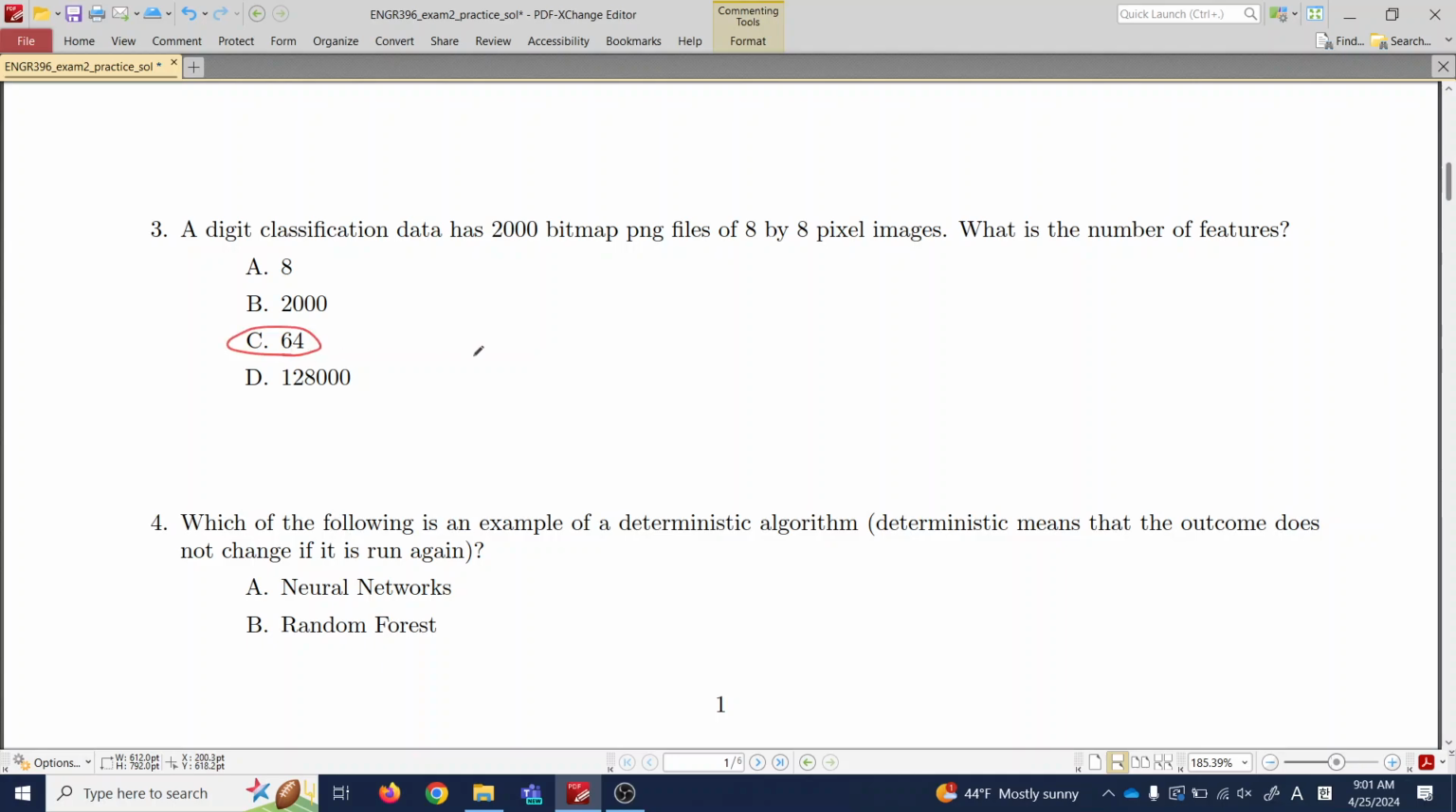So it doesn't have to do with the size of the bitmap? There are 2000 bitmap PNG files. Those are the size of the data. It's like the N. It's a sample size. It's a test size. There are 64 features per data, and you have 2,000 data points.